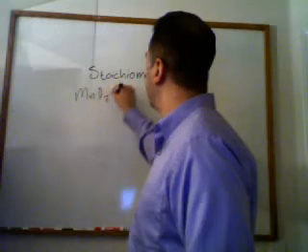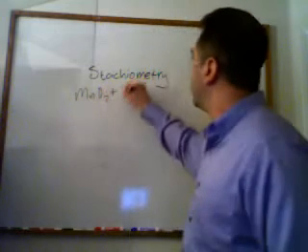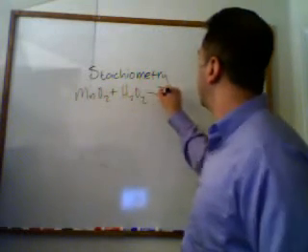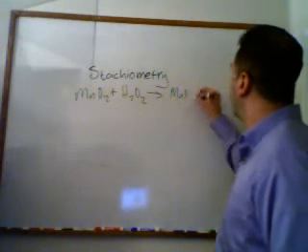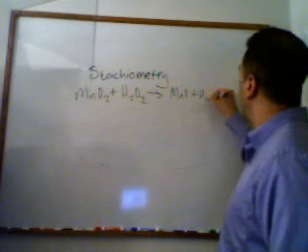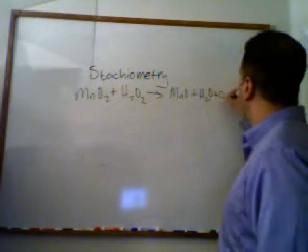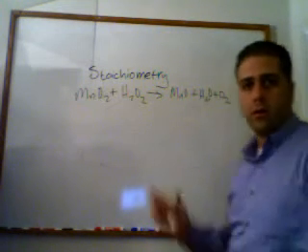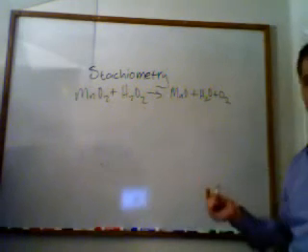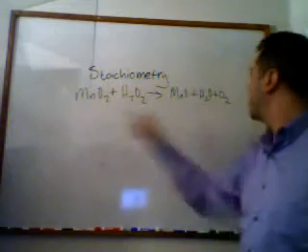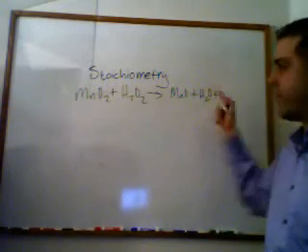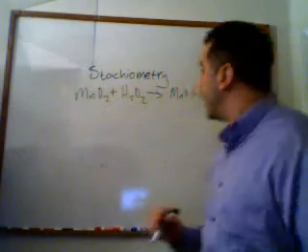So MnO2 plus H2O2 goes to form MnO and H2O and O2. There's my exchange rate. There's my currency. It tells me exactly. This is my newspaper clipping telling me how much MnO2 is worth in O2 and vice versa. In this case, it's a 1-to-1 ratio.